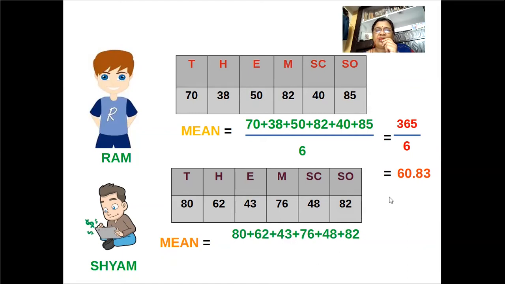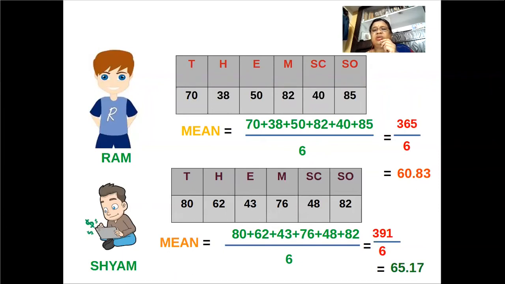So we have to add the Sham marks also, and we have to divide these marks with 6 because there are 6 subjects. So let us see what answer we will get now. 391 divided by 6. So what will be the average mark now? It is 65.17. So when you calculate the average mark, who got the highest? Is it Ram or Sham who got the highest? The Sham got the highest.